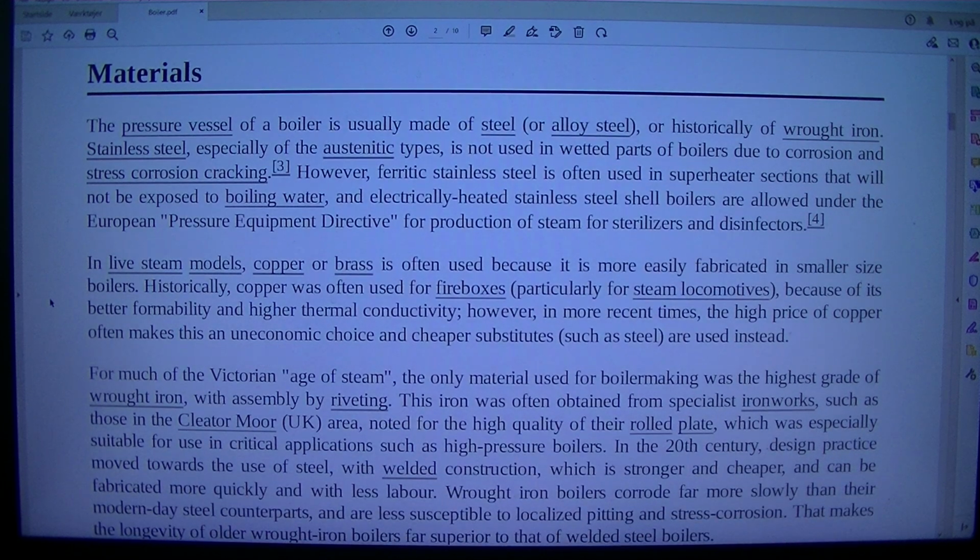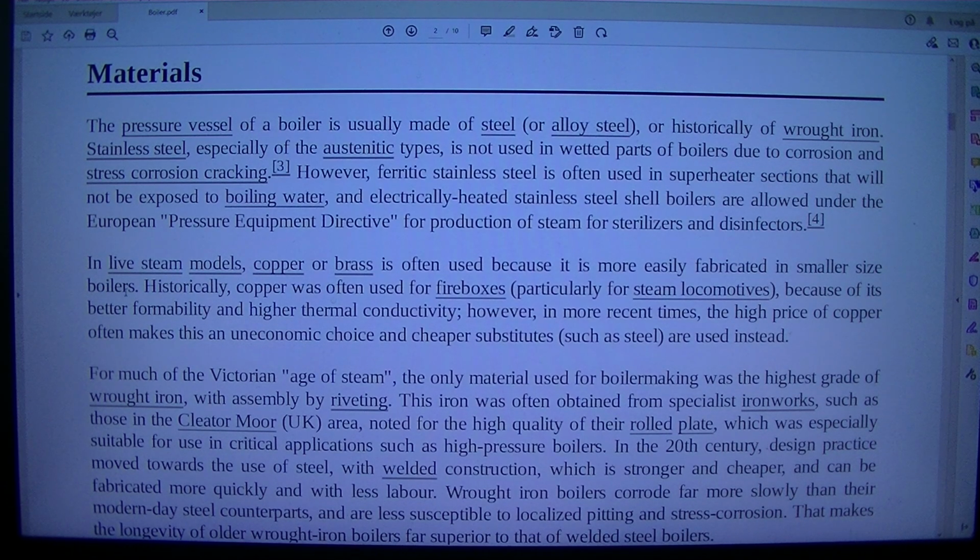Materials. The pressure vessel of a boiler is usually made of steel, or alloy steel, or historically of wrought iron. Stainless steel, especially of the austenitic types, is not used in wetted parts of boilers due to corrosion and stress corrosion cracking. However, ferritic stainless steel is often used in superheater sections that will not be exposed to boiling water, and electrically heated stainless steel shell boilers are allowed under the European Pressure Equipment Directive for production of steam for sterilizers and disinfectors.